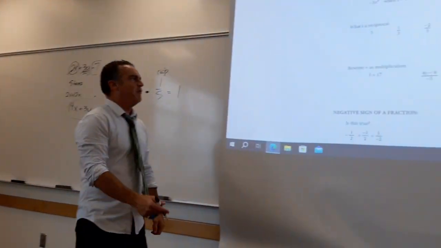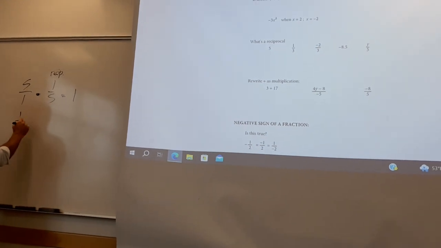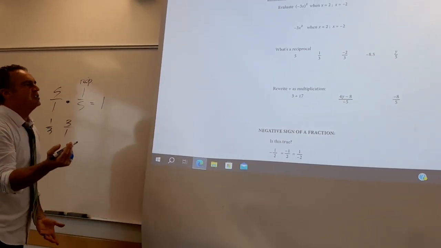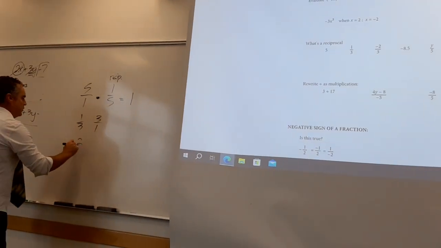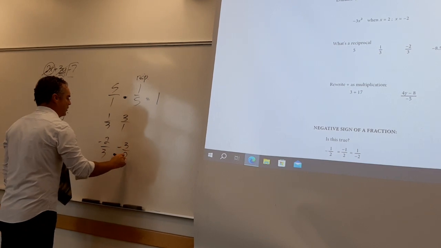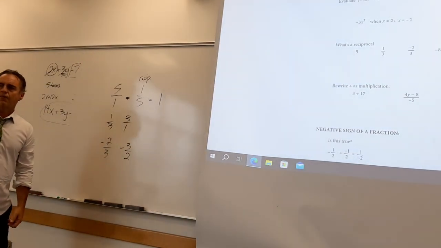So, what is the reciprocal of 1/3? Quickly. 3 over 1. It's 3 over 1 or just 3. Agreed? Okay? What is the reciprocal of negative 2/3? 3 over negative 2. It is negative 3 over 2. Understood? The negative comes along for the ride.